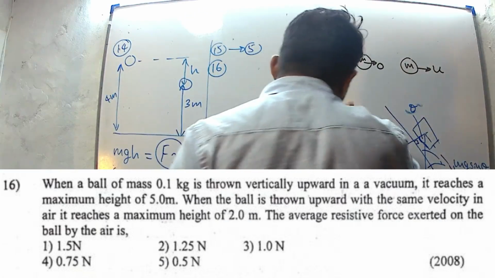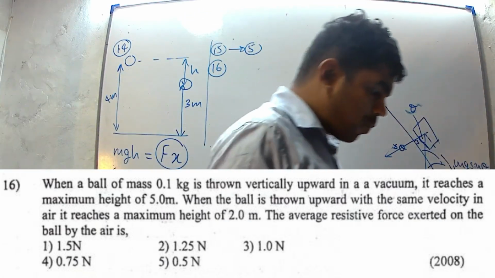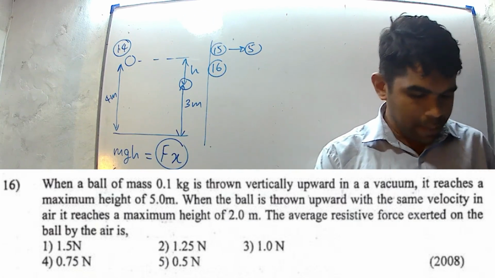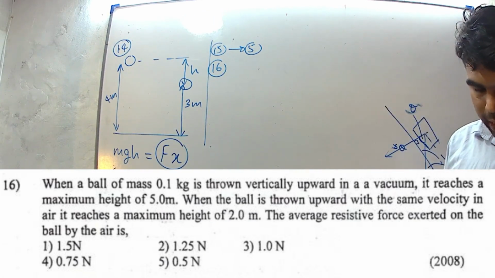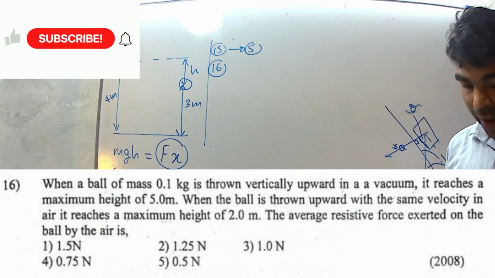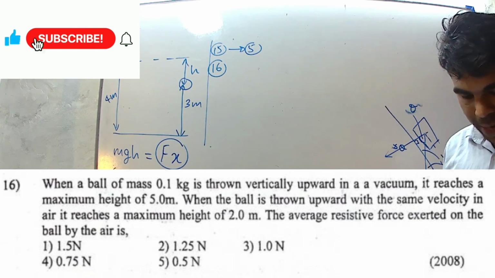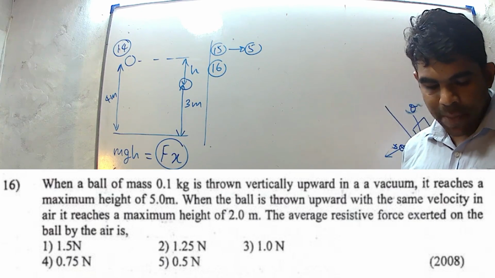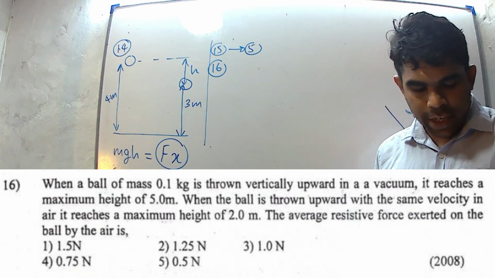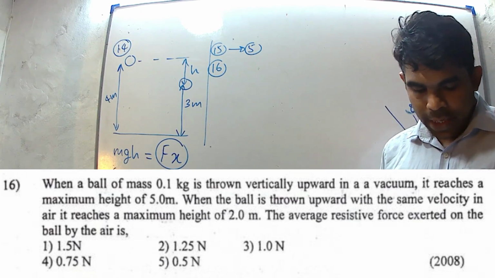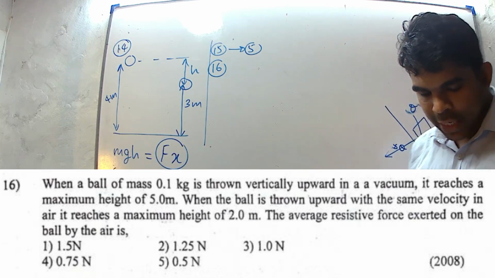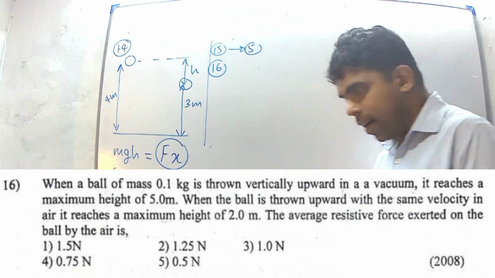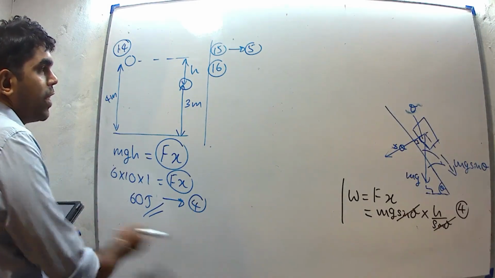Then question number 16. When a ball of mass 0.1 kilogram is thrown vertically upward in a vacuum, it reaches a maximum height of 5 meters. When the ball is thrown upward with the same velocity in air, it reaches a maximum height of 2 meters. Find the average resistive force exerted on the ball by air.